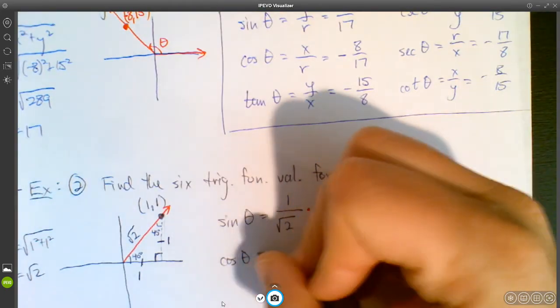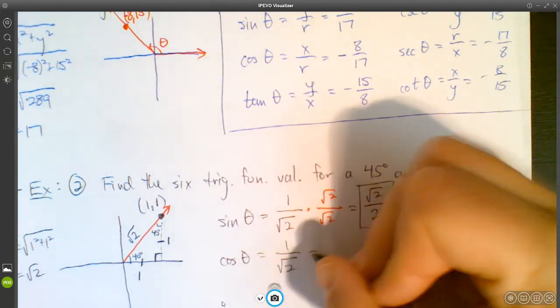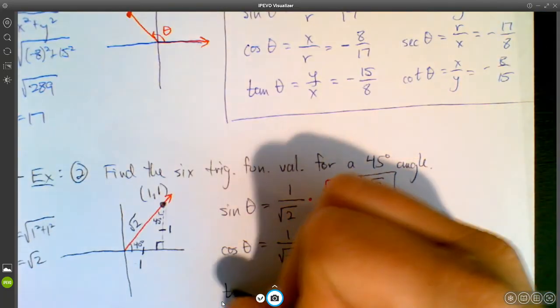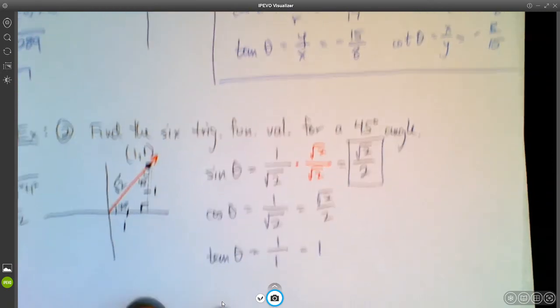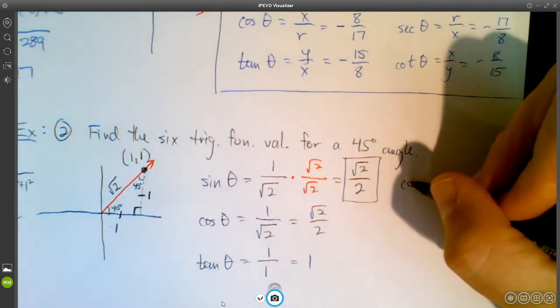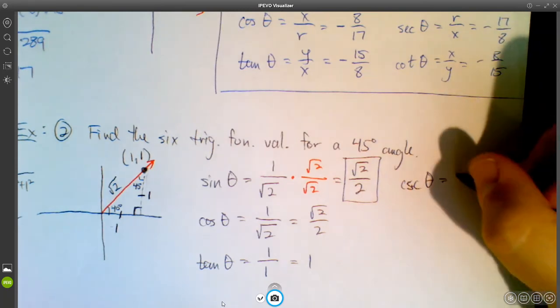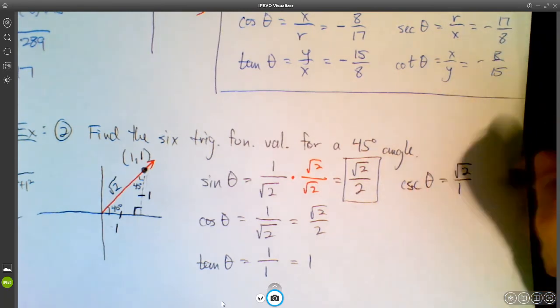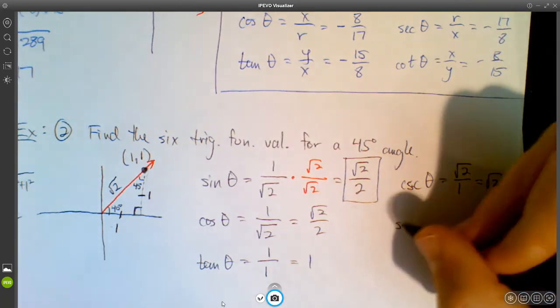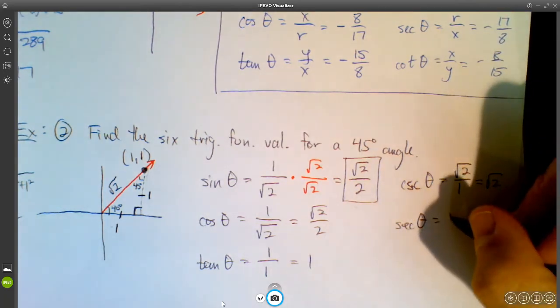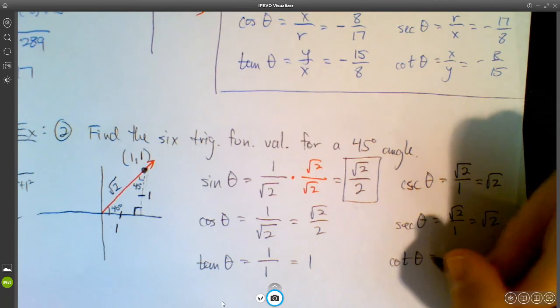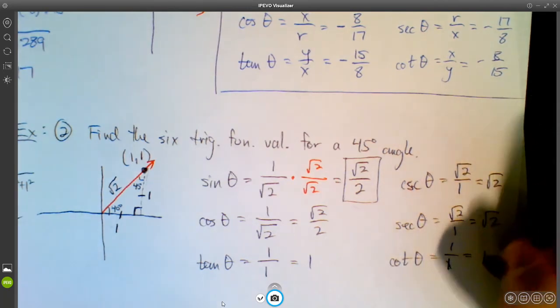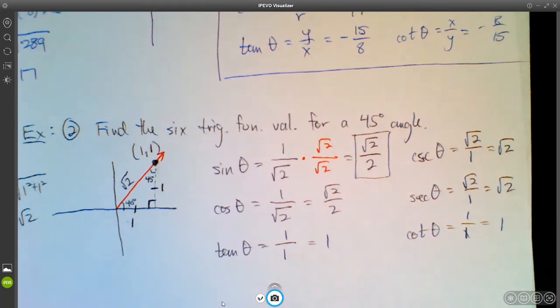Cosine theta is x over r. So it's the same thing as sine theta, root 2 over 2. Tangent theta is y over x. Well, that's just 1. Okay, cosecant theta is r over y, so that's just root 2. Secant theta is r over x, so again that's just root 2. And then cotangent theta is x over y, 1 over 1, which is 1. Okay, so those are the 6 trig function values that correspond to a 45-degree angle.